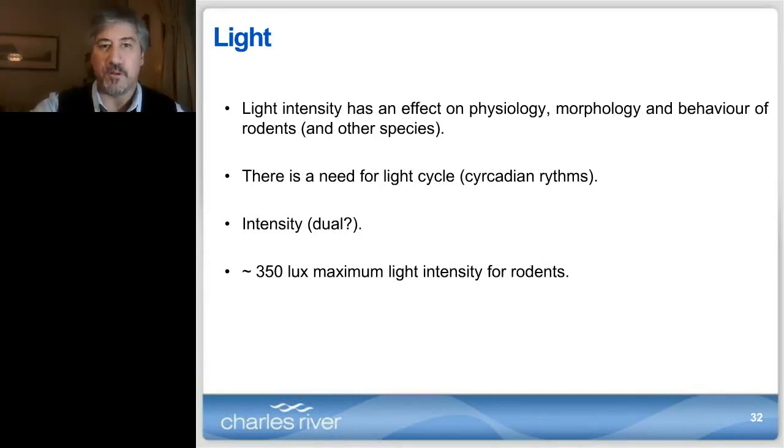Light, again, there are obviously a lot more studies on how light intensity and cycle has an effect on physiology and morphology. This is actually very well characterized for albino rodents, but also on the behavior of rodent species. It is probably a very good thing that we keep a dual intensity in the room. And let me point out that 350 lux is the maximum light intensity for rodents.